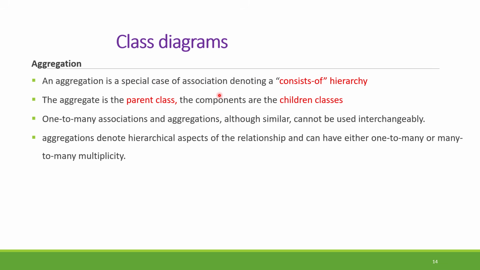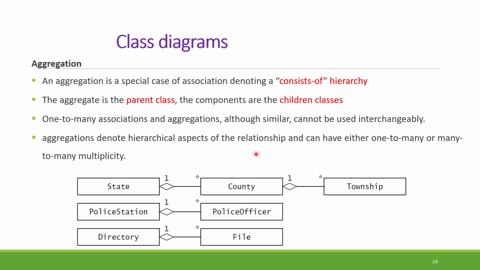Aggregation is a special case of association denoting that it consists of parts; there is a hierarchy. So we call it the parent class, and the components are the children. One to many association and aggregation are both similar, but the concepts cannot be interchanged. Aggregation denotes hierarchical aspects of the relationship, and can have one to many or many to many multiplicity.